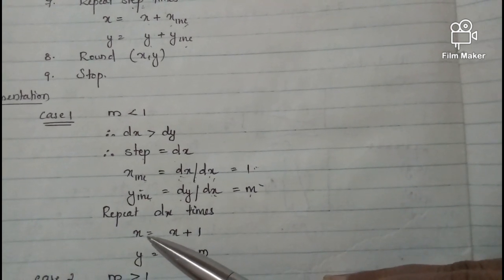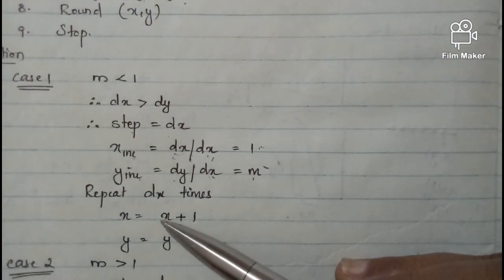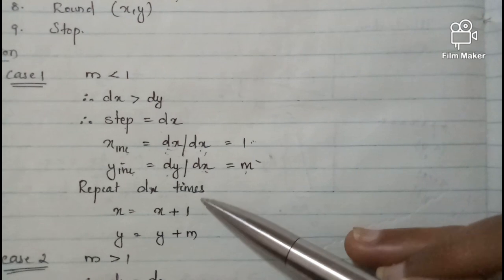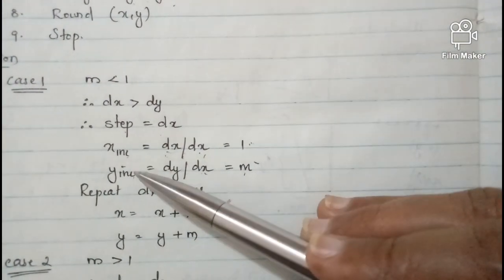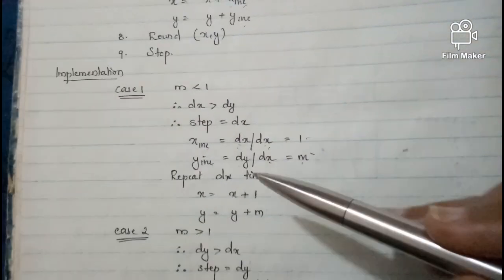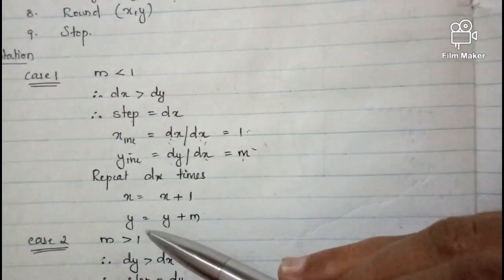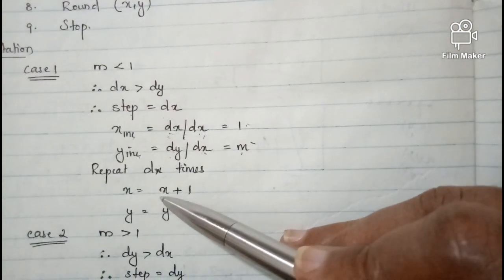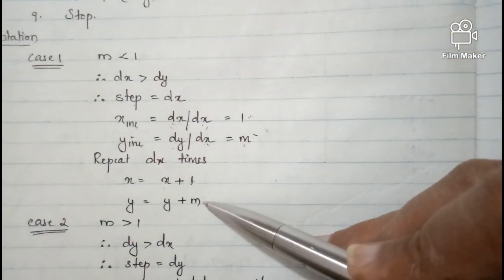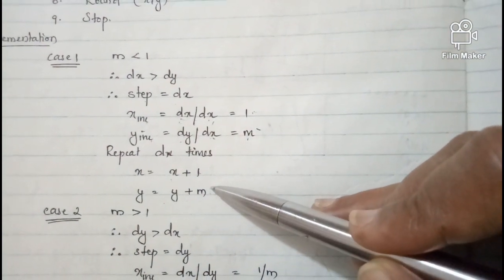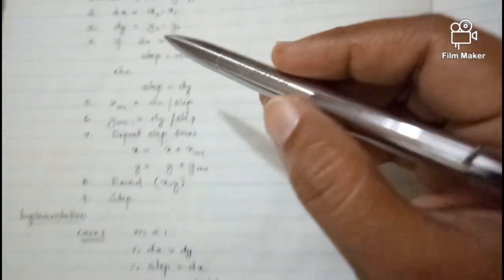Each iteration calculates the next values of x and y. That means next value of x is equal to current value of x plus x increment, which is 1. And next value of y is equal to current value of y plus y increment, which is m. So this is the equation we have learned. That is, in case 1, next value of x is current value of x plus 1 and next value of y is current value of y plus slope. You got the equation. Let us check how the same algorithm works for slope greater than 1.